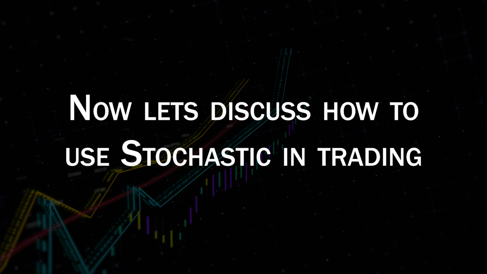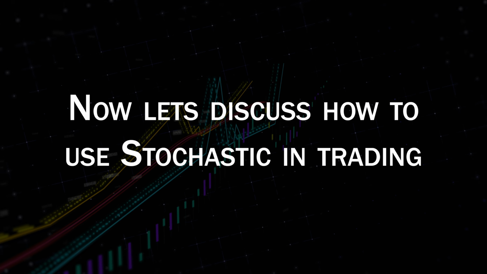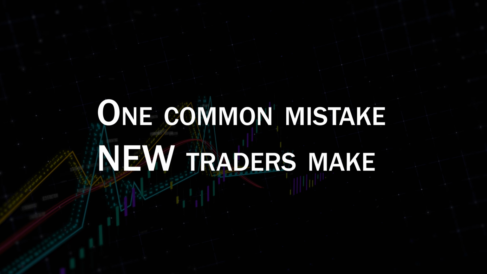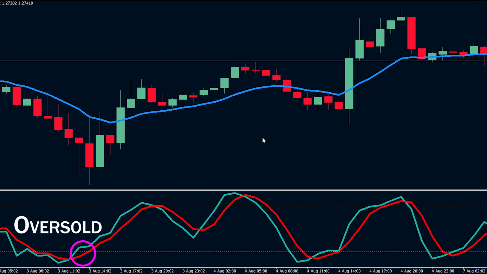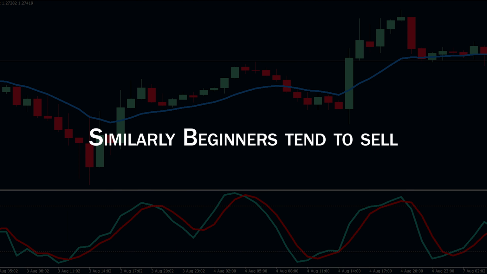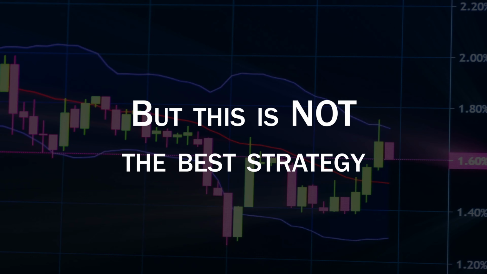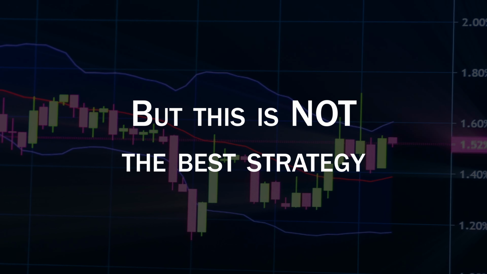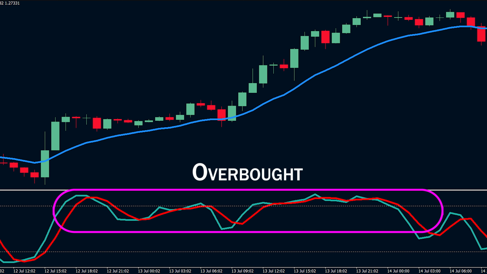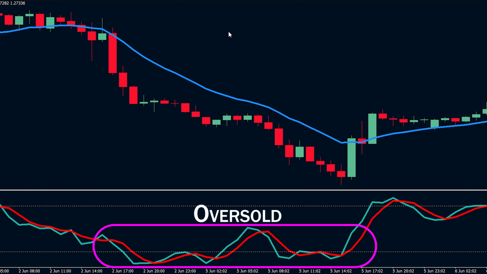Now, let's discuss how to use stochastic in trading. One common mistake new traders make is to buy as soon as stochastic enters the oversold level. Similarly, beginners tend to sell as soon as stochastic enters the overbought level. But this is not the best strategy. In a strong trend, stochastic might stay in the overbought or oversold regions for a while.